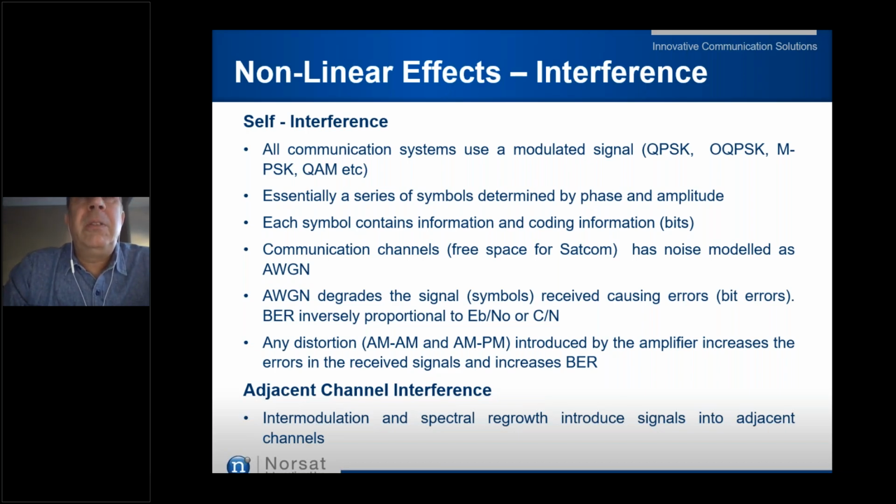Adjacent channel interference is the spectral regrowth or the intermod. It's actually introducing intermod signals into adjacent channels. So it's essentially adding distortion or interference in adjacent channels, which can also lead to increased bit error rate.